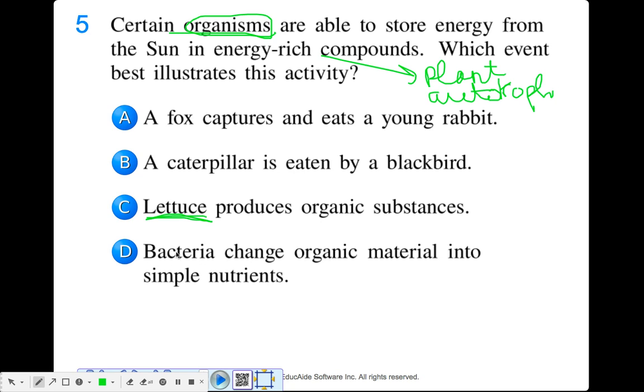Bacteria are not necessarily autotrophs. And particularly when you look at this, it says they're taking organic material and breaking it back down into simple nutrients. So these are taking something large and they're breaking it back down. These are called decomposers. We'll talk about that later. But this is the only autotroph on the list. So the correct answer is C.